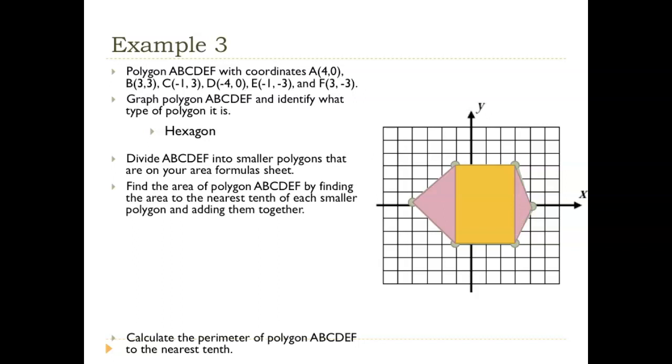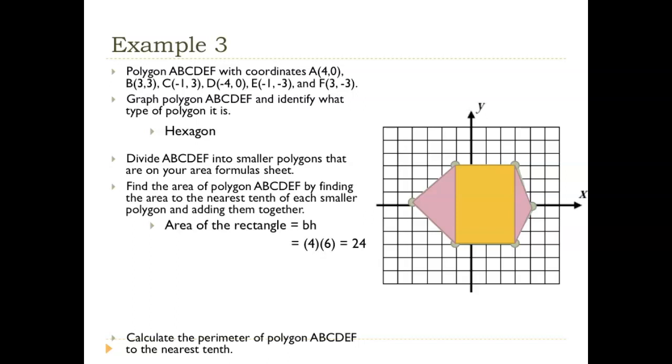Now find the area of polygon ABCDEF by finding the area to the nearest tenth of each smaller polygon and adding them together. Let's start with the area of the rectangle. That would be base times height. In this case, that would be 4 times 6, which is equal to 24.